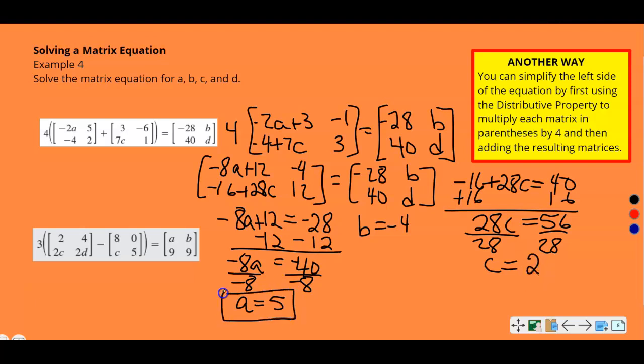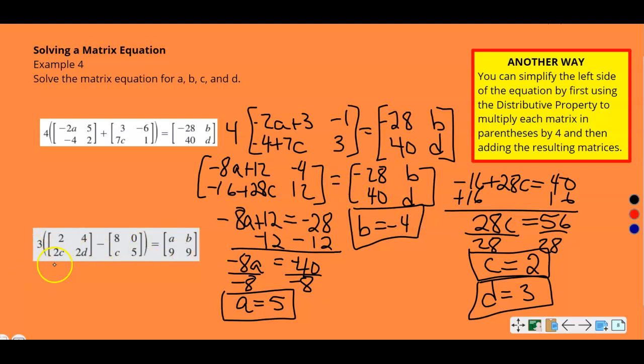So we've got A, we've got B, we've got C. So what do we have left? We have 3 equals D. So D equals 3. And that's it. That's A, B, C, and D for this first matrix equation. All right, I'm going to erase this, and then we're going to look at the next one.